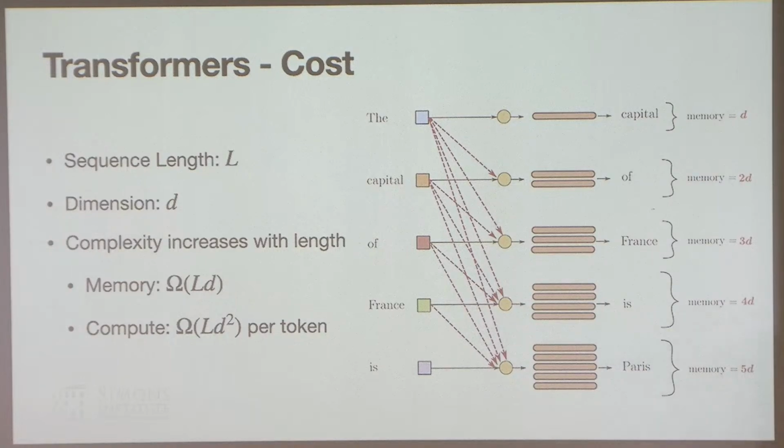And along with it, the compute per token grows again linearly with the sequence length. So the computation overall would be quadratic because for each token we pay a linear cost in the sequence length, and the memory grows linearly, right?